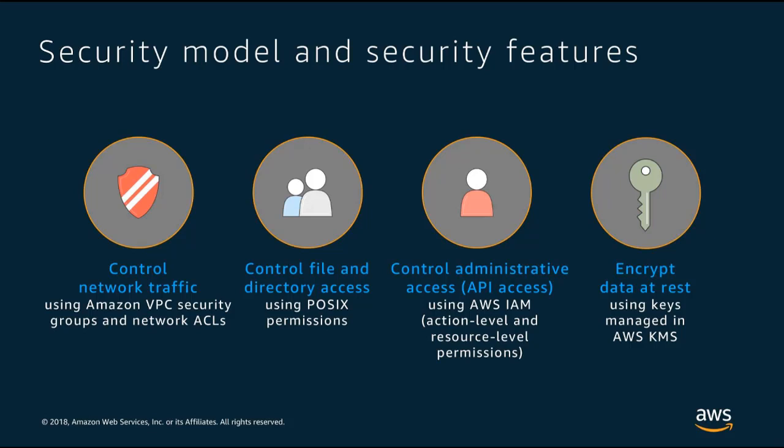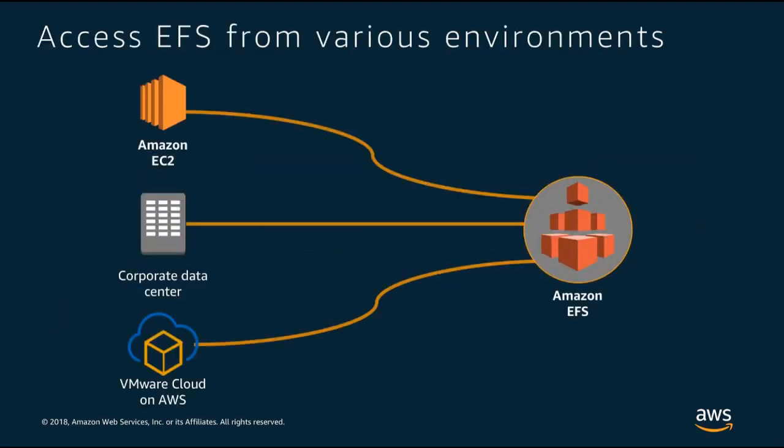And in August of 2017, we launched encryption of data at rest, allowing you to encrypt your data with a key managed through AWS Key Management Service. You can access your EFS file systems from EC2 instances in your VPCs, or from servers in your corporate data center over Direct Connect. And lastly, you can access your EFS file systems from your VMware Cloud on AWS software-defined data centers.